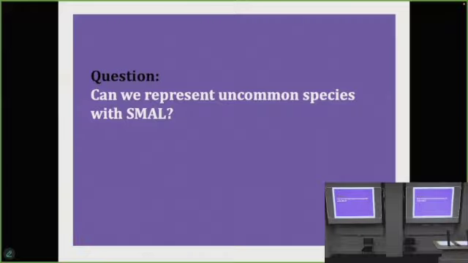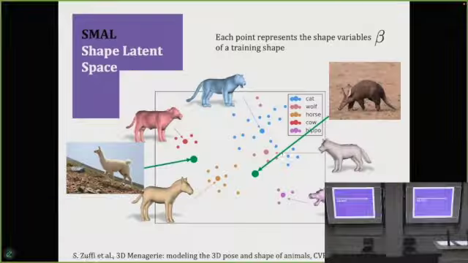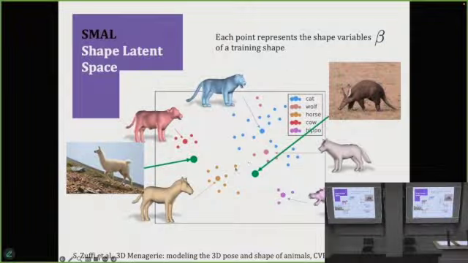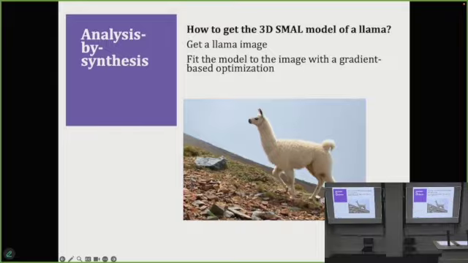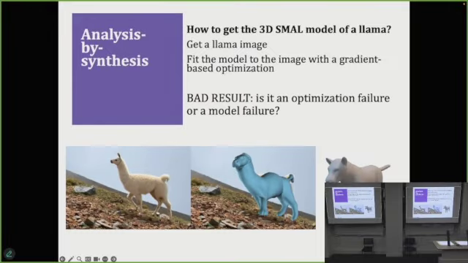So the question is, can we represent these uncommon species with the SMAL model? We saw we have a lot of empty space in the SMAL shape space. So could it be that the aardvark is here, or maybe the llama is here? How can we find out? If we want a 3D model of a llama, what will we do? We take an image of a llama, and then we fit the model to it. This is what we obtain. This is the fitting. Maybe I did it wrong, but this is what I got.